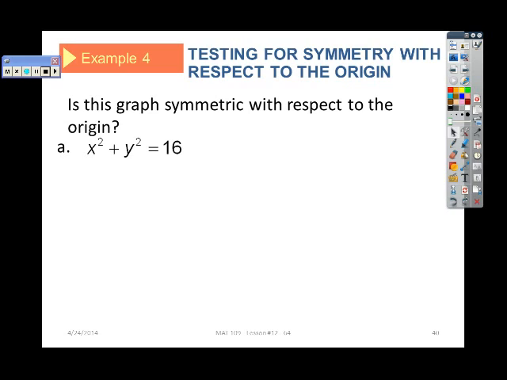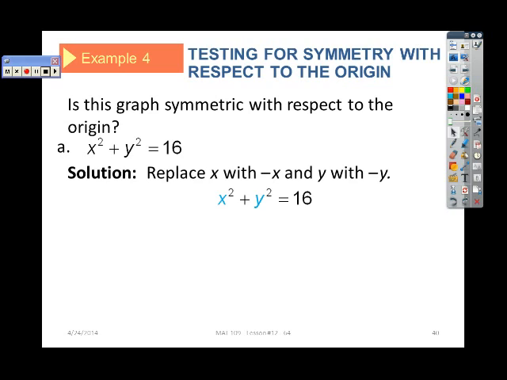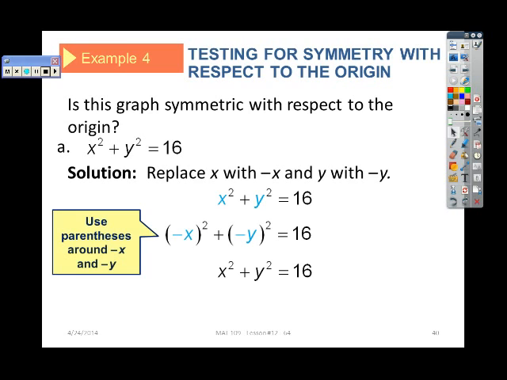Here, if I replace x with minus x and y with minus y, I'm going to wind up with exactly the same thing, won't I? Therefore, that's symmetric with respect to the origin. But think about it, that's a circle on the origin. It's centered on the origin, the same distance all the way around, so it's symmetric no matter which direction you take. So that's pretty clear for that one.